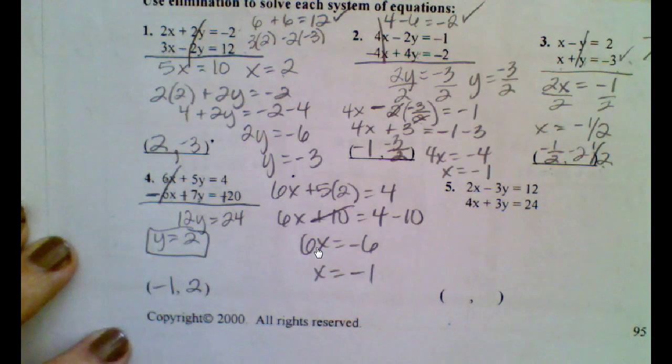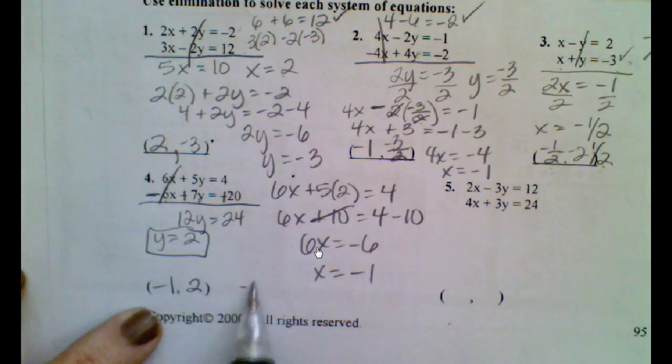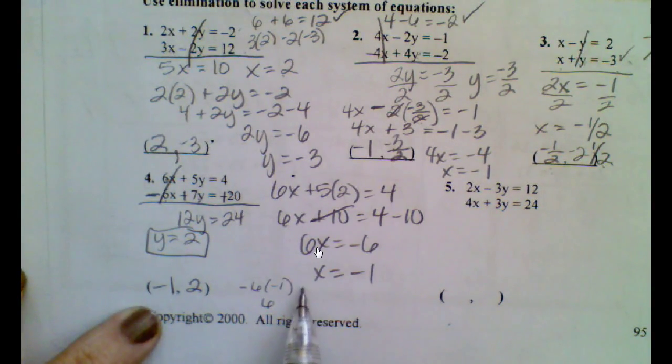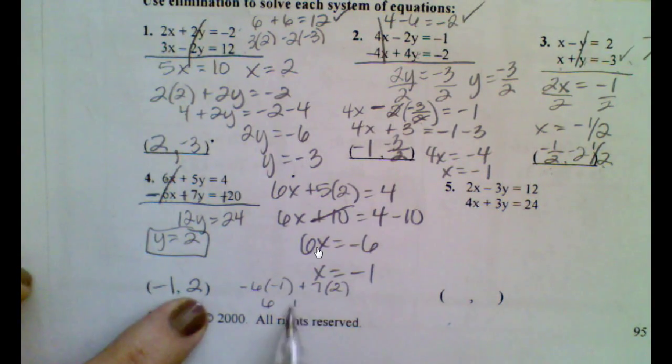Good. Let's check it over here. What is negative 6 times negative 1? 6. What is positive 7 times 2? 14. What's 6 plus 14? 20, and that's what my equation equaled, so that checks out.